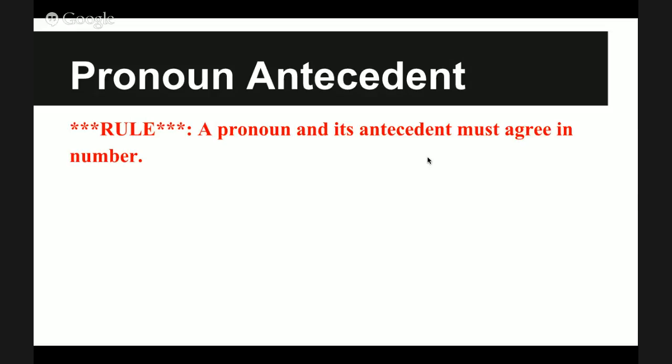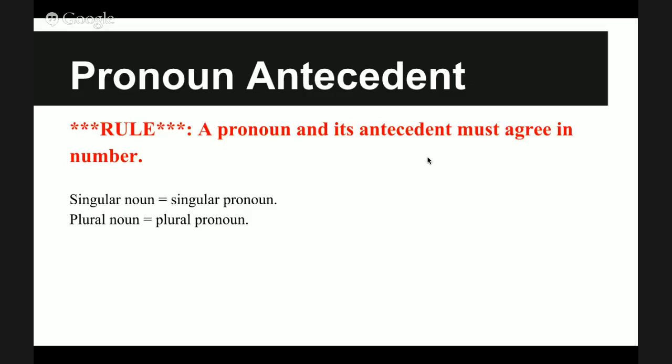Okay, so what do I mean by that? What do we mean by agreement? Pronoun antecedent agreement. Well, very simply, a singular noun that is replaced by a pronoun must be replaced by a singular pronoun. Okay, conversely, or similarly rather, a plural noun, if you are going to replace it with a pronoun, must be replaced by a plural pronoun.